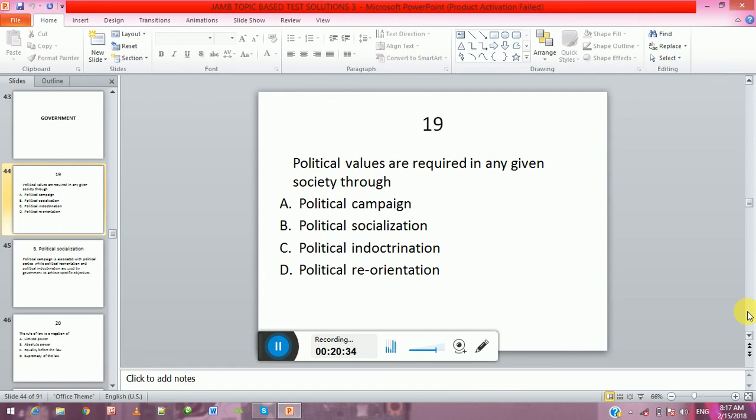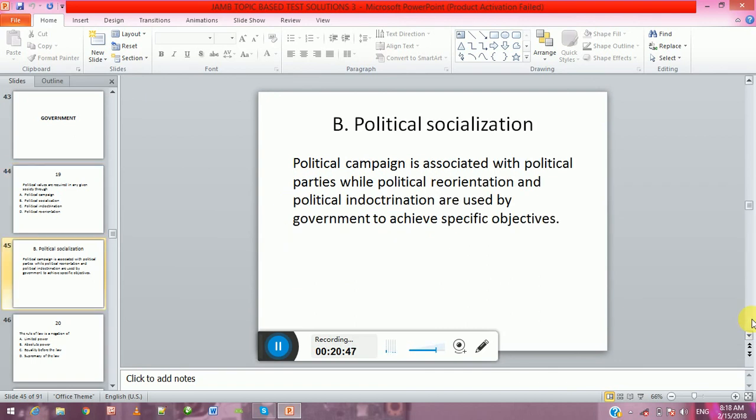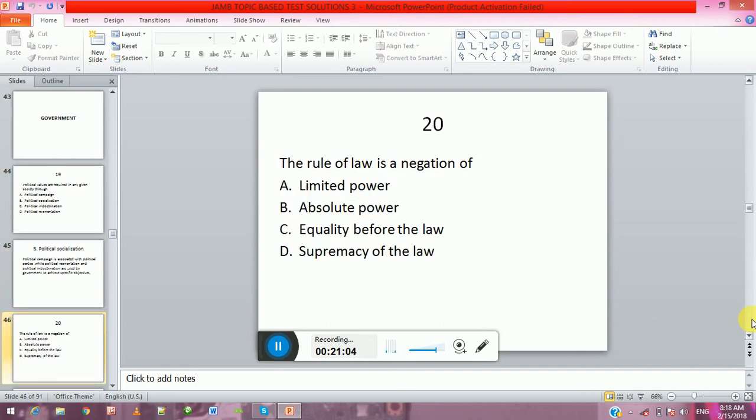Political values required in any given society are acquired. This should be acquired, not required. And political values are actually acquired through political socialization. Check the note, you'll see the answer. Political campaign is associated with political parties, while political reorientation and political indoctrination are used by government to achieve specific objectives. But political socialization gives us the norms and our political culture.